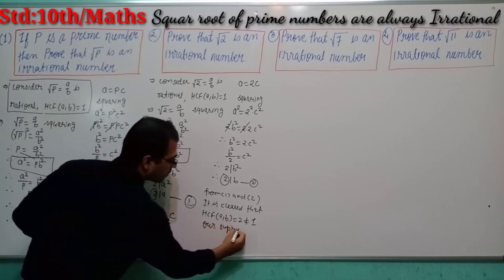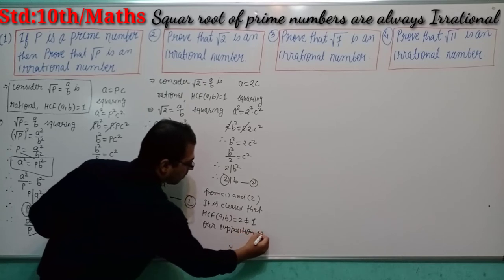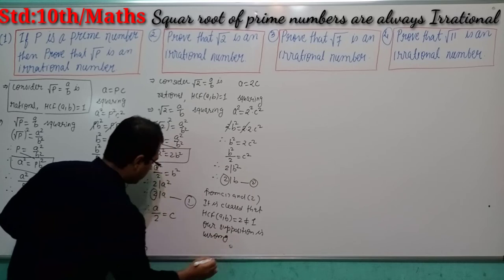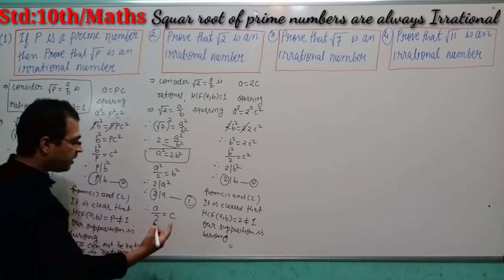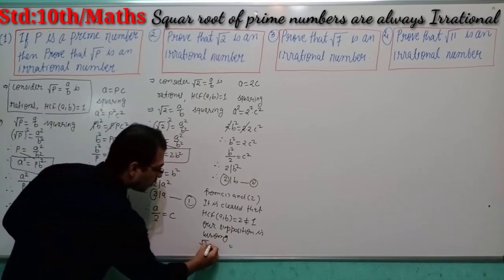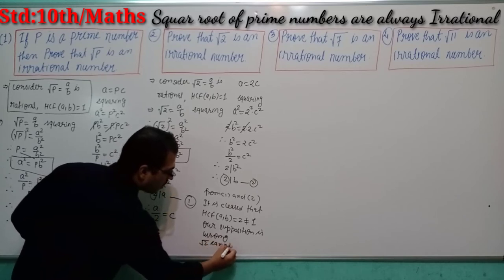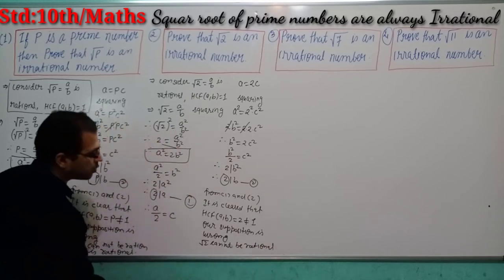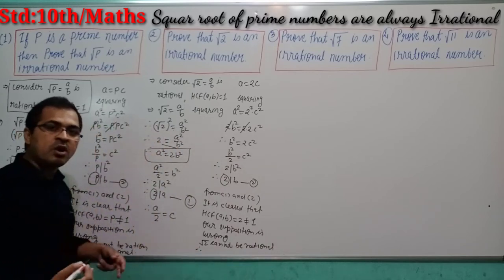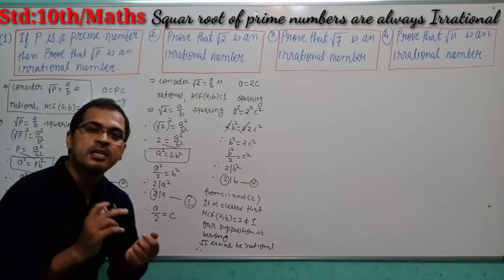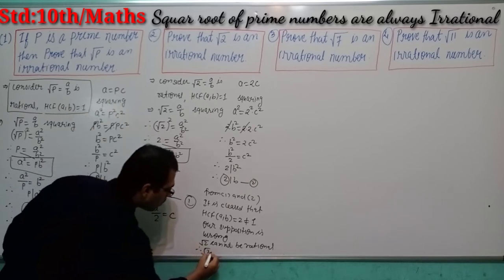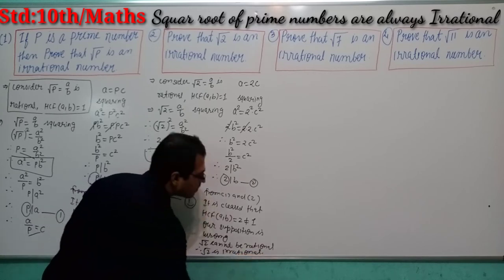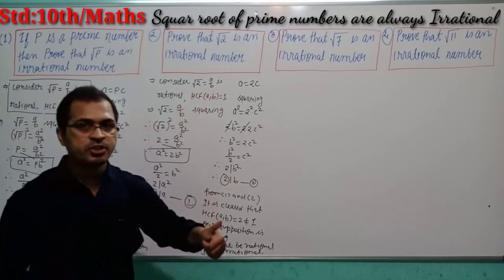Our supposition is wrong, right? It means root 2 can't be rational, right students? So if a number is not rational, it means, students, irrational, right? So root 2 is irrational. Okay, moving to the next question.